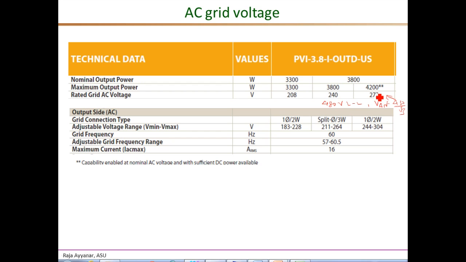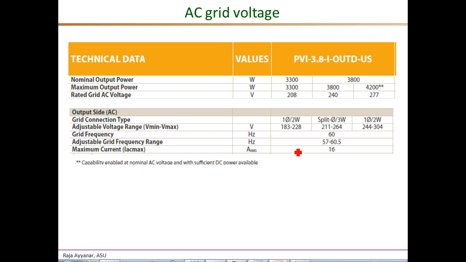volts. Now, because of the higher voltage with the same current rating, we can deliver more power, as indicated by this note here, as long as there is sufficient DC power available, and as long as it is exactly at 277 volts, not the lower end of this range, it can deliver up to 4.2 kilowatt power into the grid.